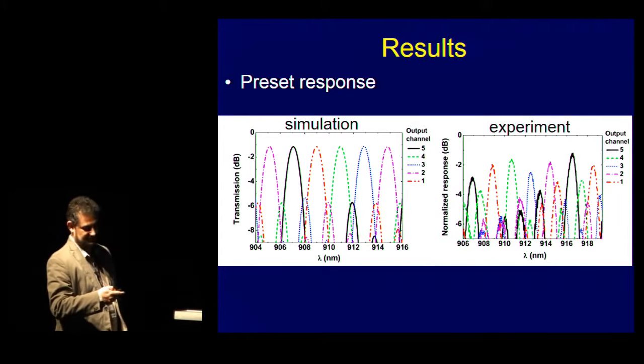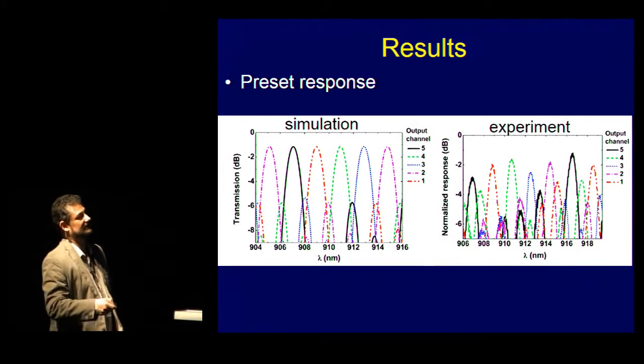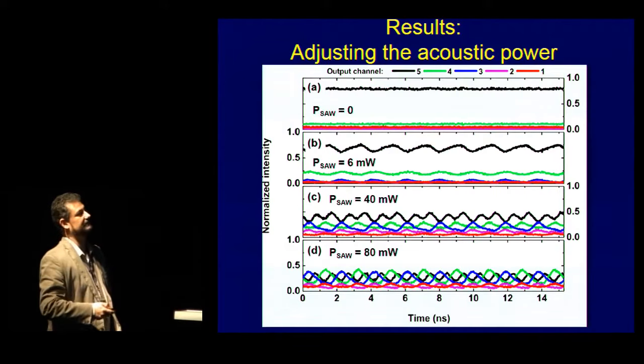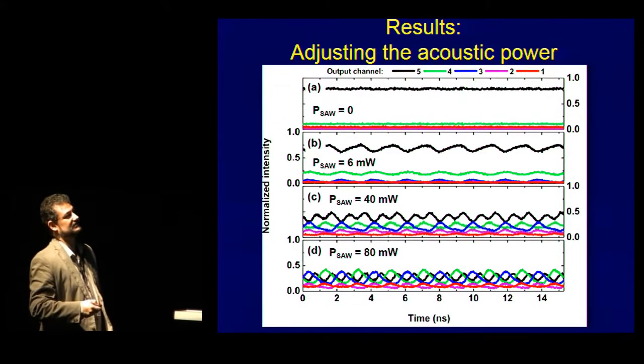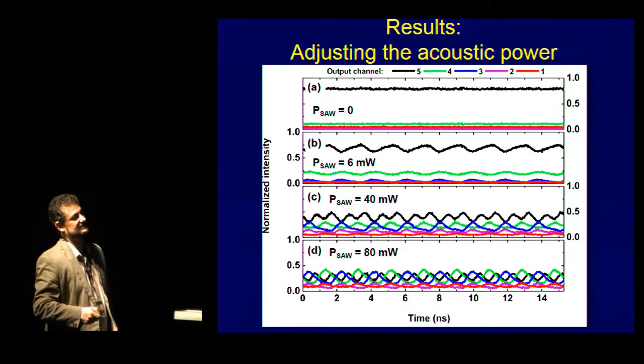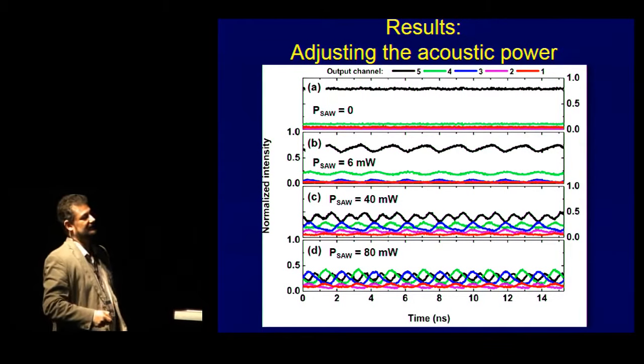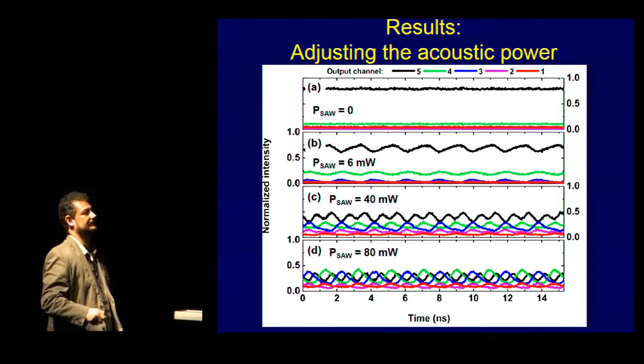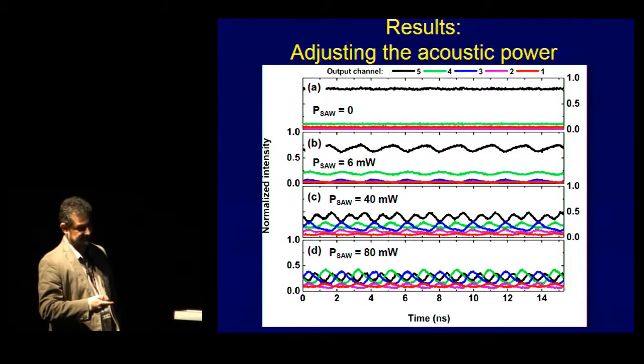Let's say the preset response. But if you go to that particular output channel and look at what happens when the acoustic wave goes up, you look at the light coming out. At the beginning, most of the light comes out of output channel 5. There's no acoustic wave, light is just going there. You start increasing your acoustic wave, this starts to modulate, and some light is coming out of different ports. And at a given power, you start to have light oscillating between basically 3 ports.